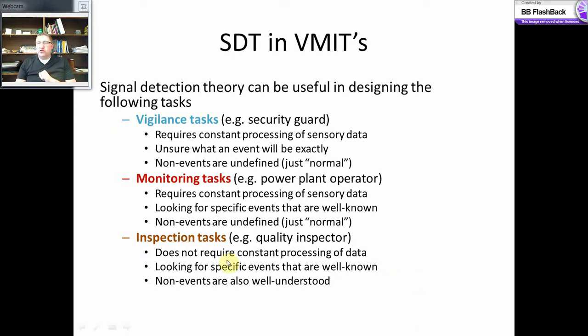And this is also looking for very well-known events. Like, what it looks like when the weld isn't right. Right? You're trained, oh, this weld has a defect. You know what you're looking for. Non-events are also well understood in this case, so that's a big difference here. So there's no constant processing of data, and what the correct case looks like is also known, okay?